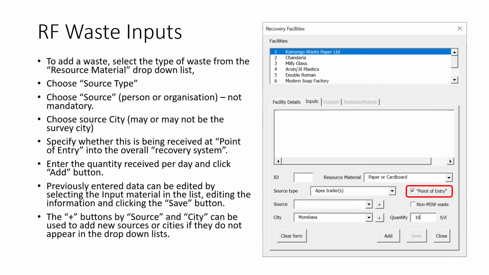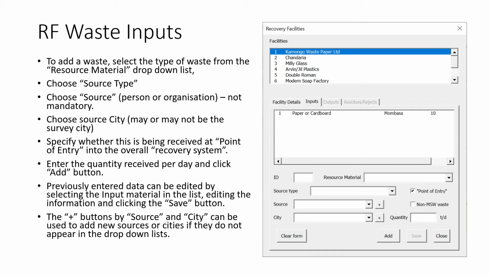The system can also be used to record non-municipal waste type inputs to the recovery facilities. Tick this box if this material is not a municipal solid waste type. The DCA model only includes in its calculations recoverable materials received, i.e. those that are from the survey city, received at a point of entry, and are municipal solid waste type materials.